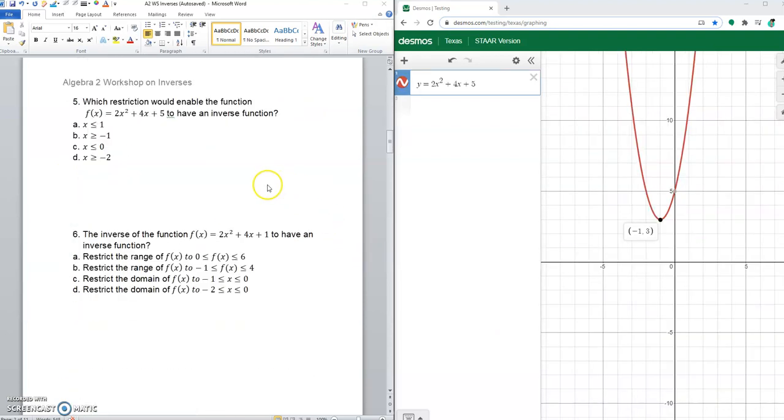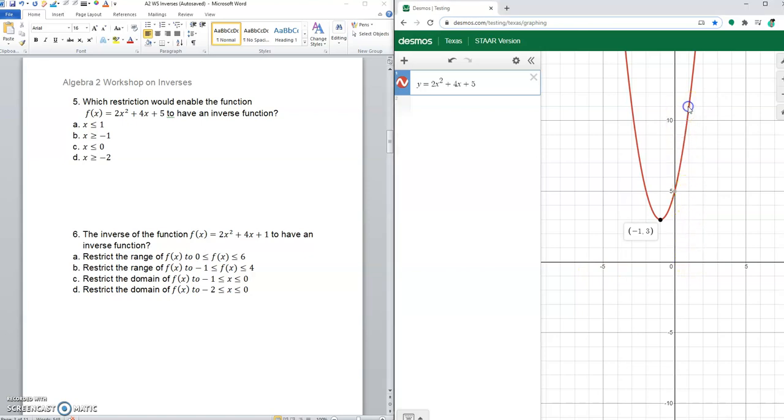Right, so let's take a look at number 5. Which restriction would enable the function f of x equals 2x squared plus 4x plus 5 to have an inverse function? First off, graph it. Second, let's look at all your answer choices. It says that x is less than or equal to 1. 1 is right here, guys.